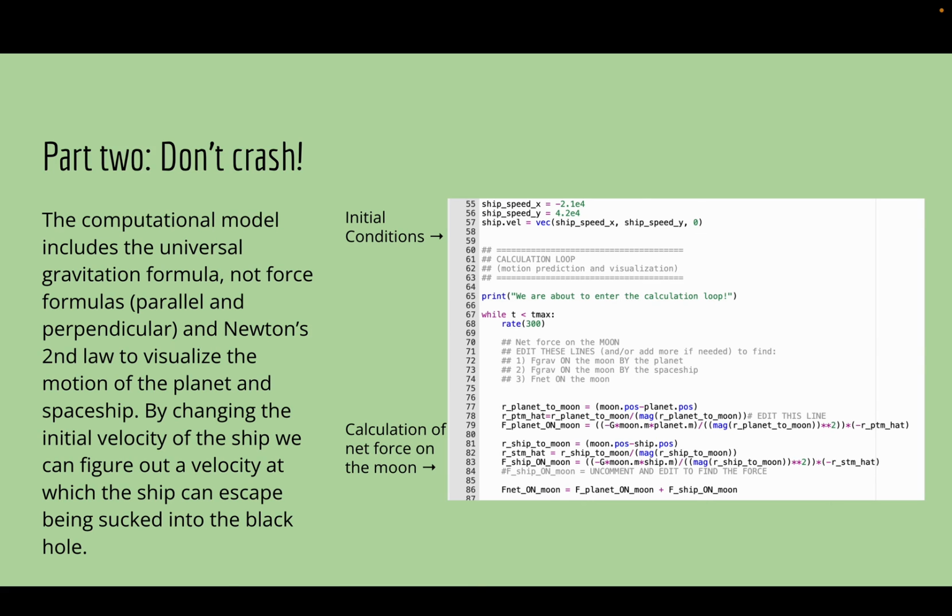So for part 2, the computational model includes the universal gravitational formula, not force formulas, and Newton's second law to visualize the motion of a planet and spaceship. By changing the initial velocity of the ship, we can figure out a velocity at which the ship can escape being sucked into the black hole.